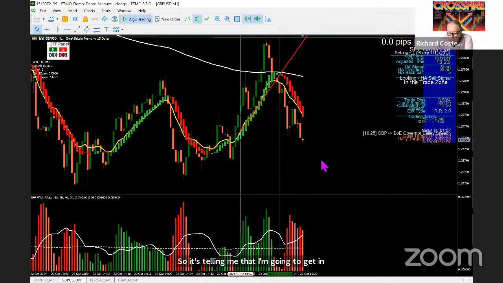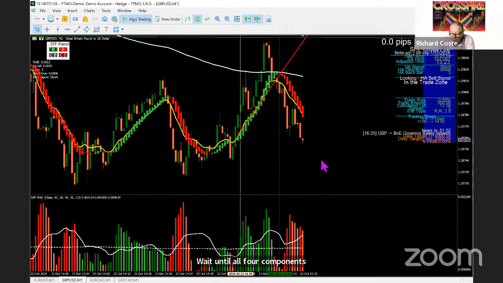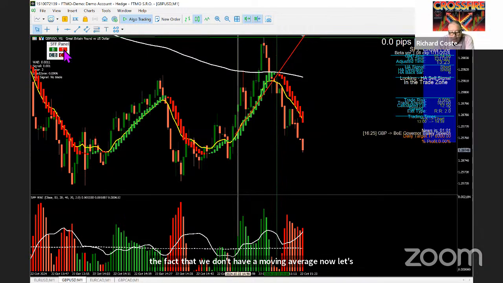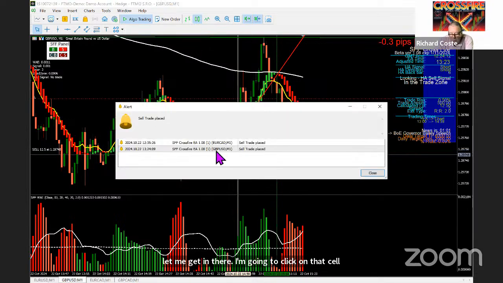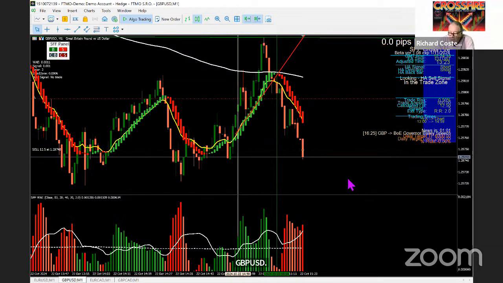Now I have a decision to make. Do I want to wait until all 4 components are in play, or do I want to override the fact that we don't have a moving average crossover? Now, let's say I want to override it. Let me get in there. I'm going to click on that cell, and it's just got me into GBP USD. I'm doing this for demonstration purposes.